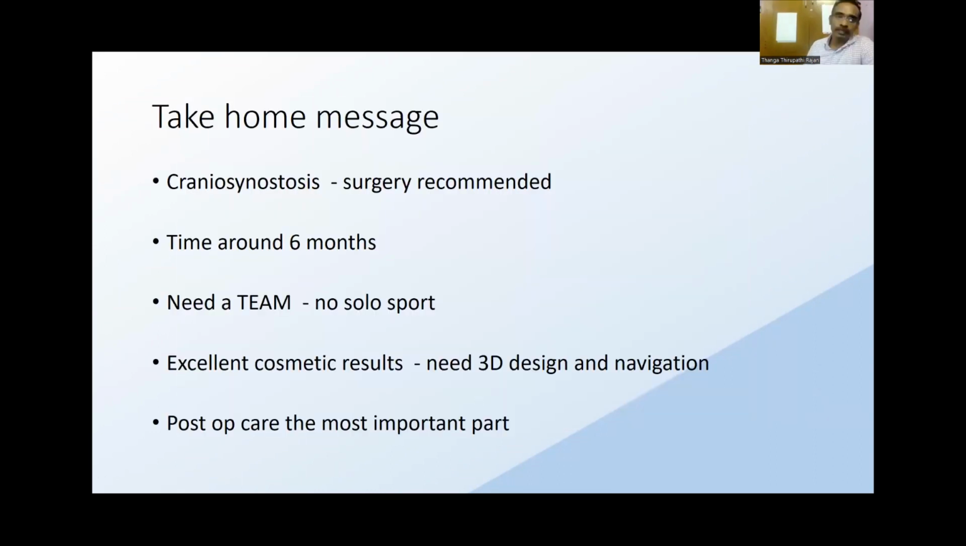So the take-home message is craniosynostosis surgery is recommended. In the literature, there's no question of not doing surgery unless the patient opts against it and opts for a deformity. The time is around 6 months when you operate. You need a team. It's not a solo sport. Excellent cosmetic results can be obtained with a 3D design and navigation. Post-op care is the most important part to concentrate on.